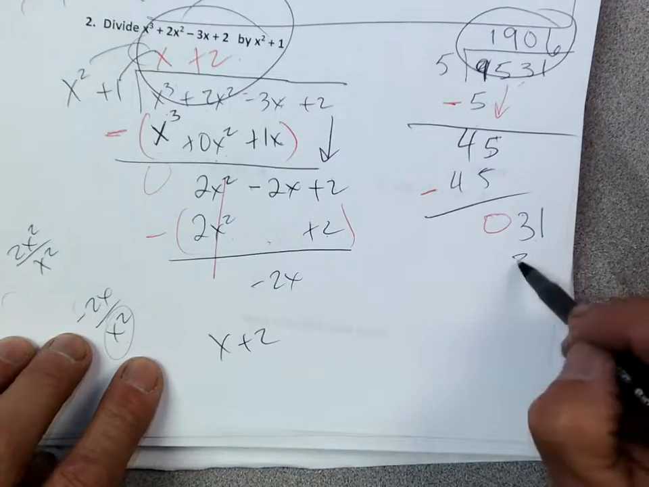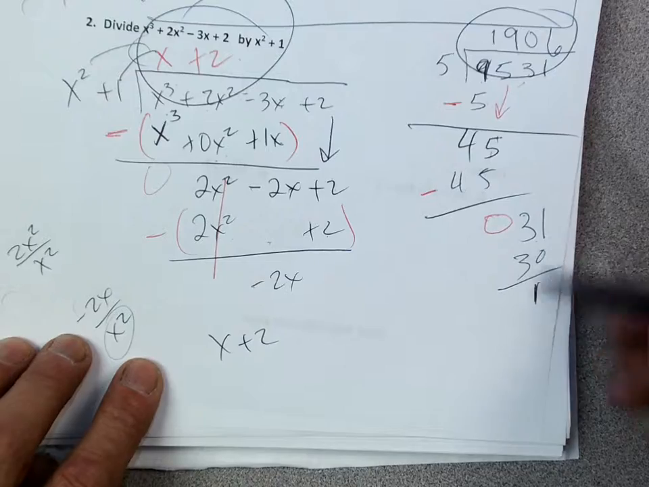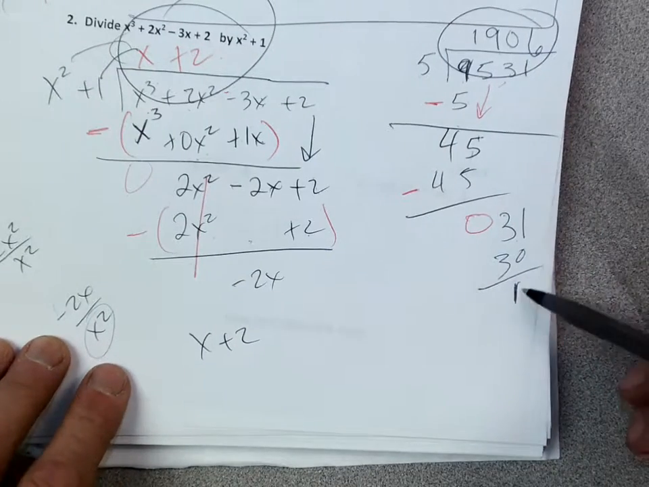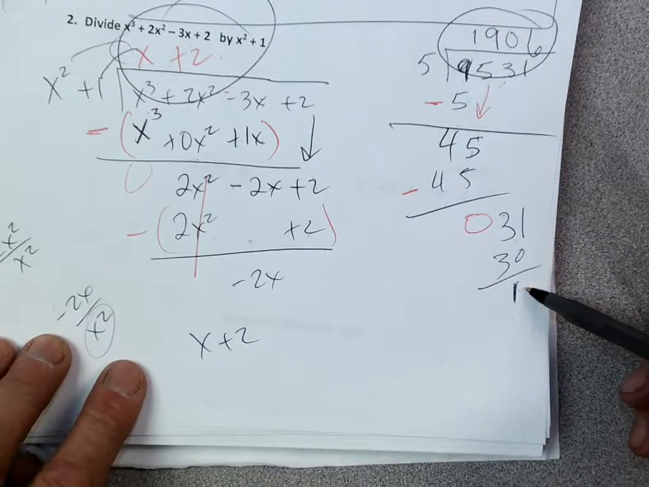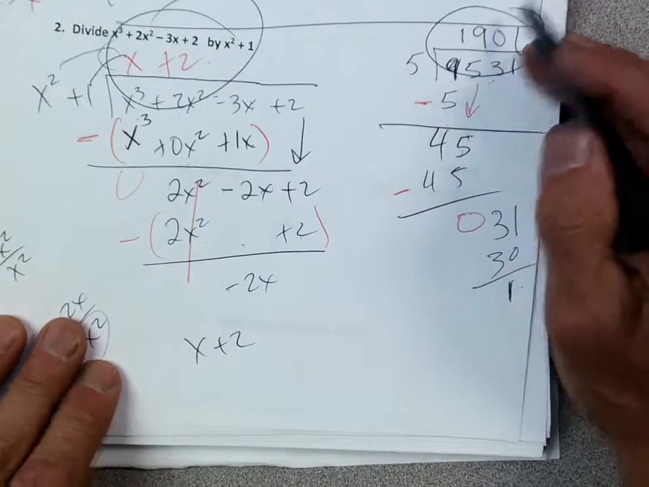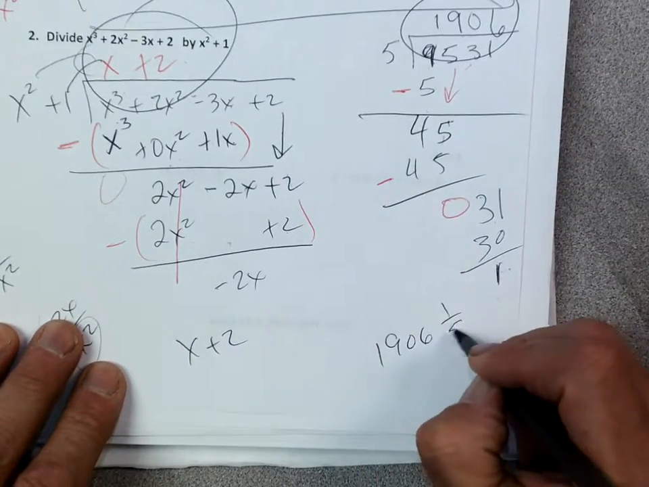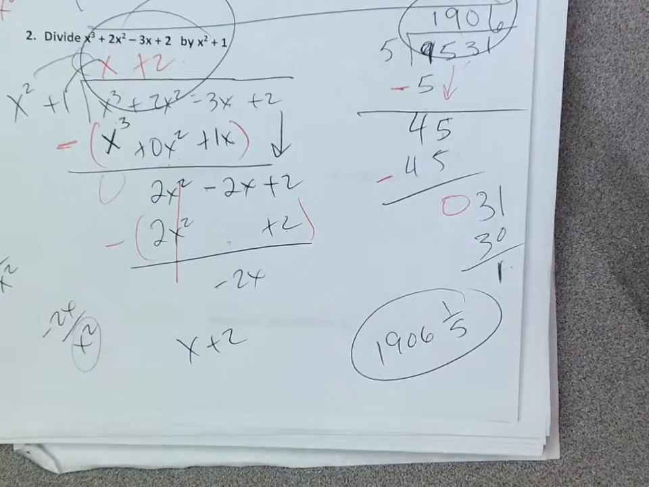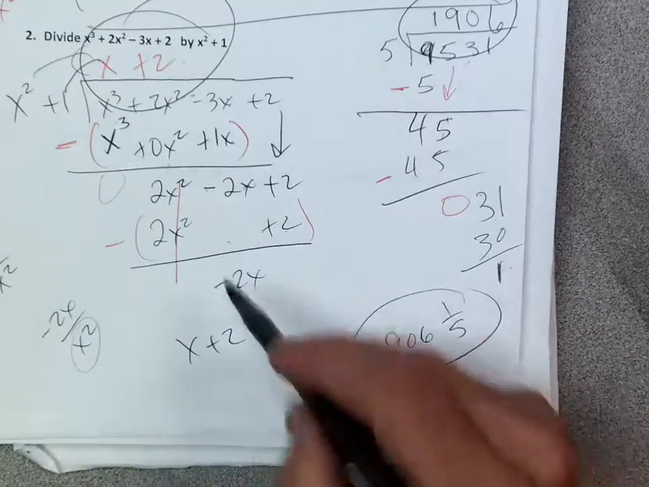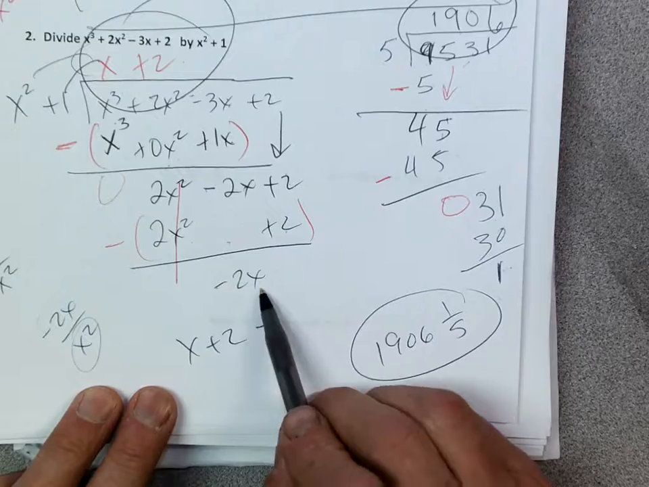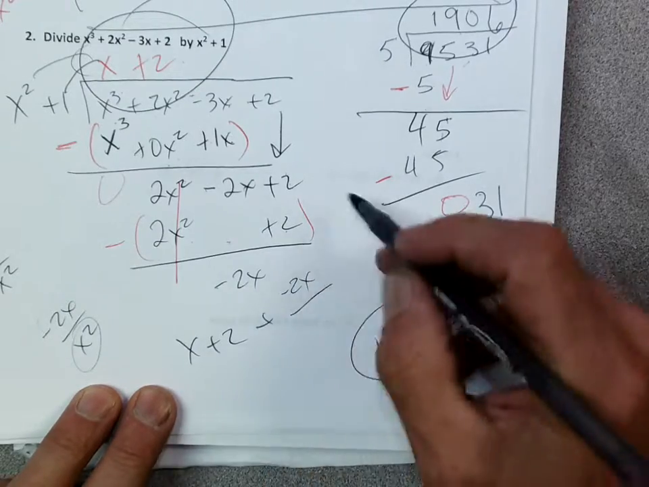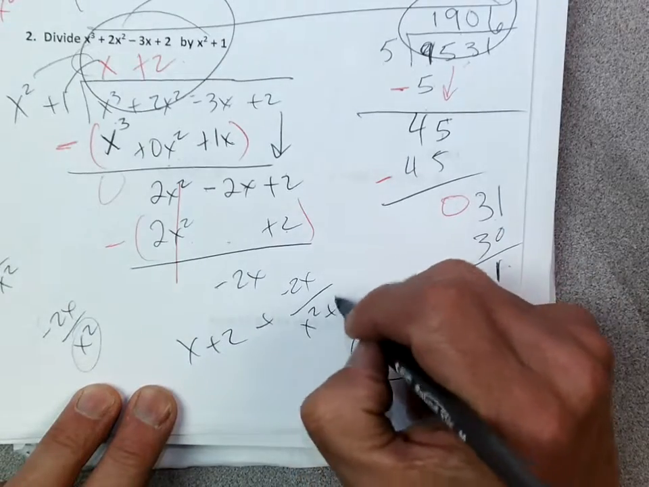Now what do I do with my remainder here of 1? Yeah, so the answer is 1,906 and 1/5. Totally right. So what do I do here? I've got my answer: x plus 2 plus negative 2x over x squared plus 1.